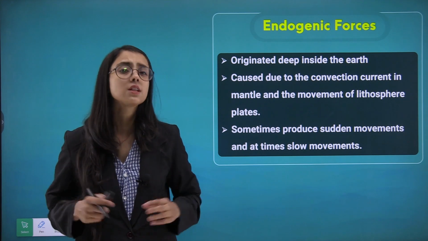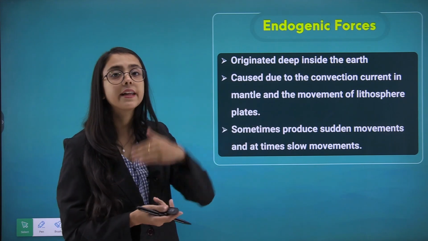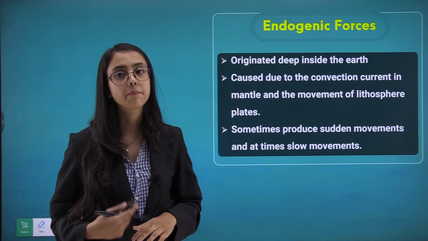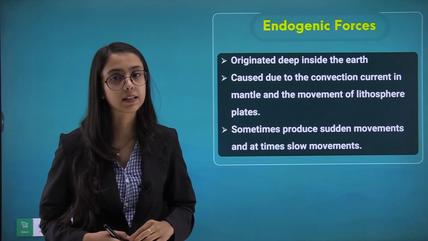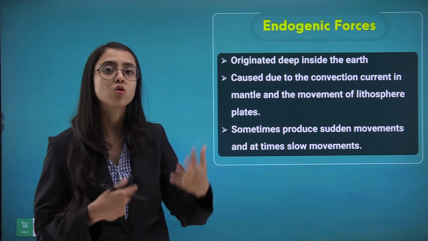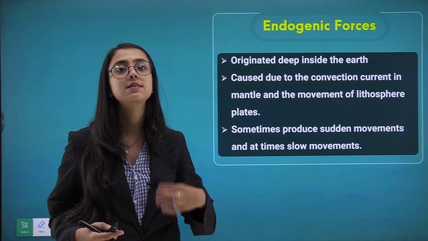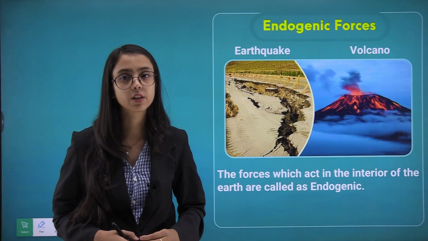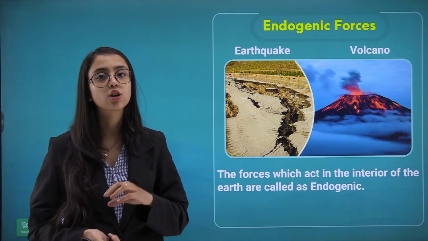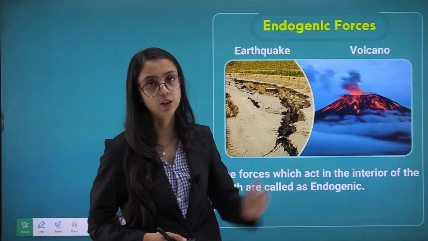Now let us study further about endogenic forces. As we already discussed, they originate deep inside the earth. They are caused due to convection currents in the mantle and the movement of lithospheric plates. They sometimes produce sudden movements and at times slow movements. Most of the time the movement is very slow. However, sometimes it may also be a sudden or quick movement. These forces act in the interior of the earth and result in calamities such as earthquakes and volcanoes.